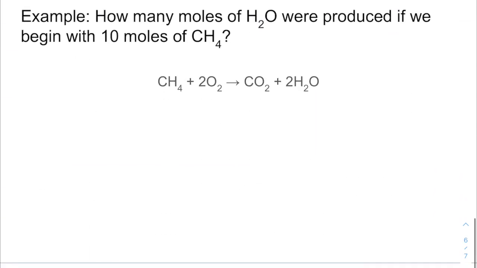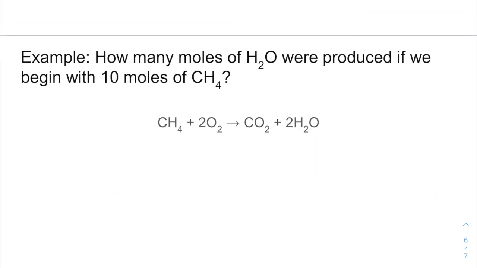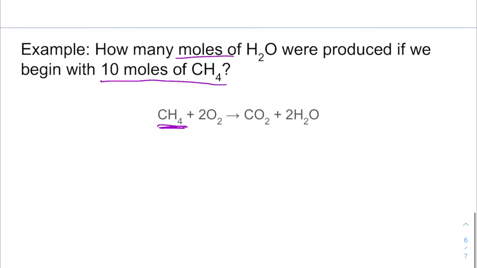So let's take a look at another example. And I'm going to have you kind of try this one. How many moles of H2O were produced if we begin with 10 moles of CH4? So we started a chemical reaction with 10 moles of CH4. We want to know how many moles of H2O are going to be produced. So mole to mole, again, mole ratio.